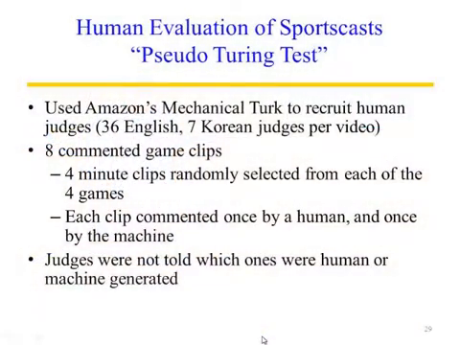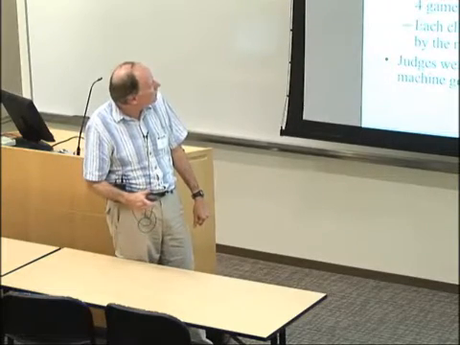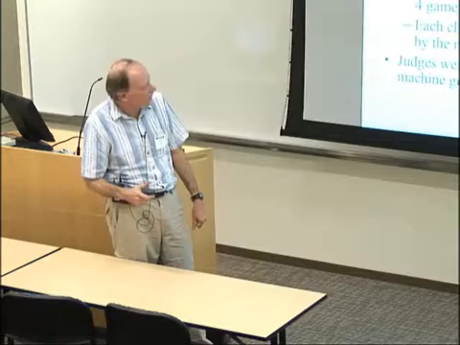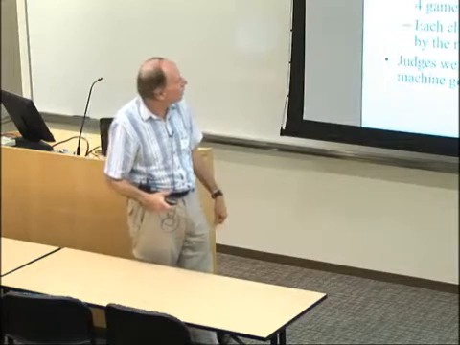The one experiment and my favorite evaluation that we did is what I've called the pseudo Turing test. Of course, you have to use Amazon Mechanical Turk to do all the work these days. So we recruited human judges, 36 in English. It's harder to get Korean speakers. But I think Julian just called up his friends in Korea and said, hey, check out this thing on Amazon Turk.